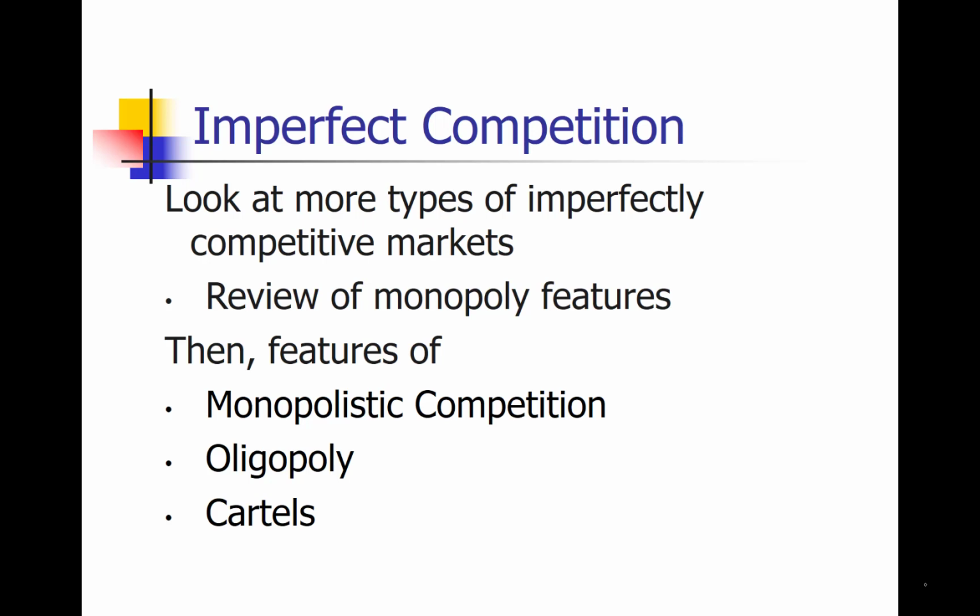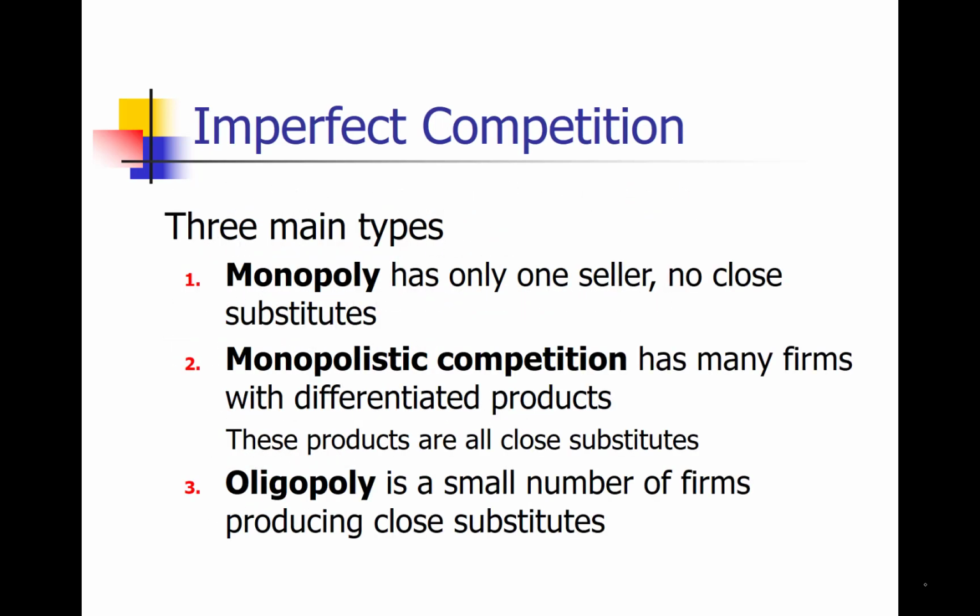And then cartels are a type of oligopoly where the firms, rather than compete with each other, decide to get together and act in a way such that they can act more like a monopoly. Okay, so the three types of imperfectly competitive markets we're going to look at: monopoly, which we've already looked at, one seller, no close substitutes. Monopolistic competition, lots of firms in the industry. However, the products are somewhat differentiated. So unlike perfect competition, where we have perfect substitutes, homogeneous products, we have product differentiation in monopolistic competition. So lots of firms, free entry and exit, however, differentiated products.